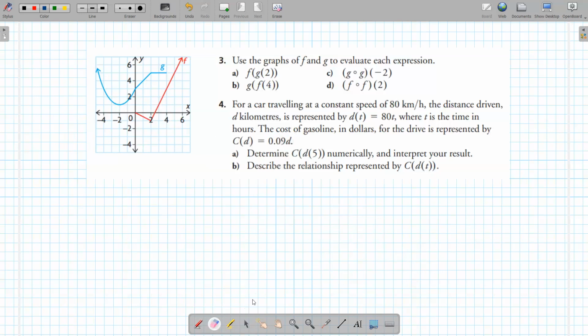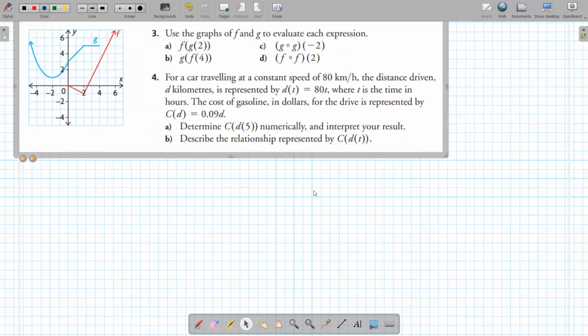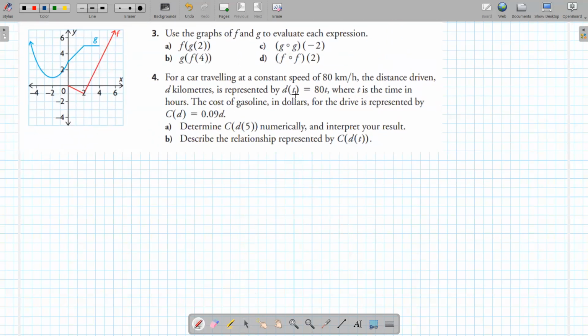The next one, we have a little word problem. It's going to be linear, judging by the equation. So d is the distance, t is time in hours. So this represents the distance traveled, which is going to be 80 times t, where t is hours. And then we have another equation, which is the cost. So this is a dollar amount, and the cost is now dependent on the distance driven.